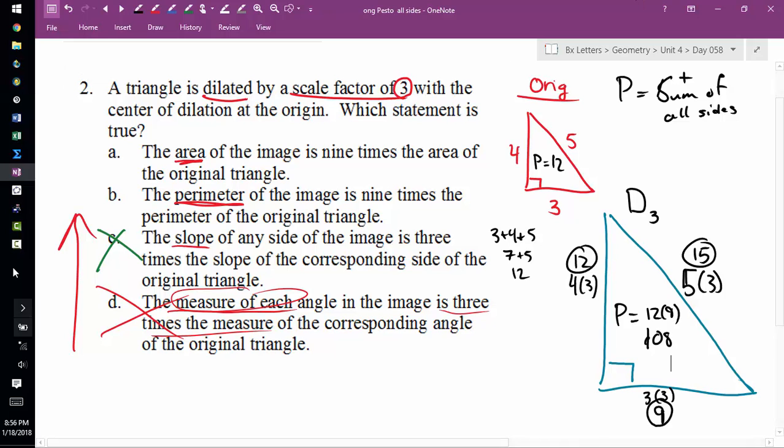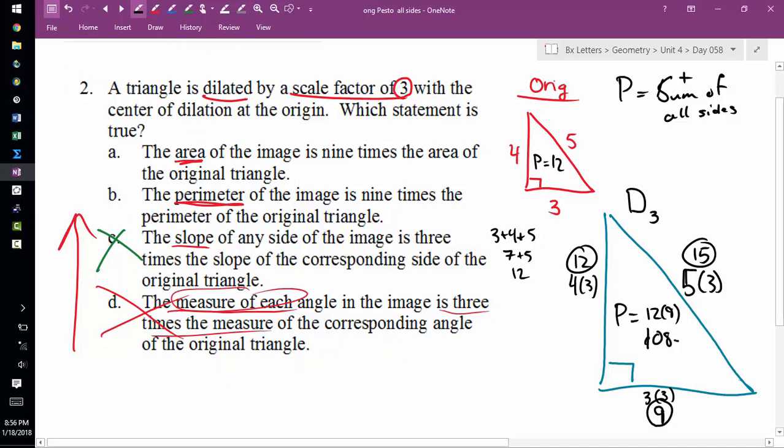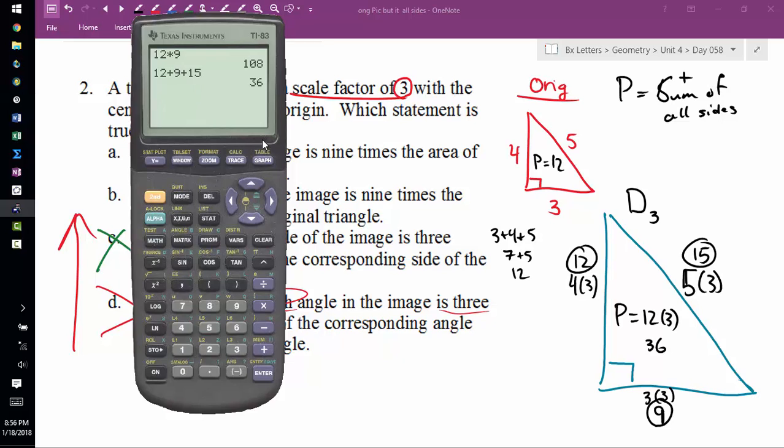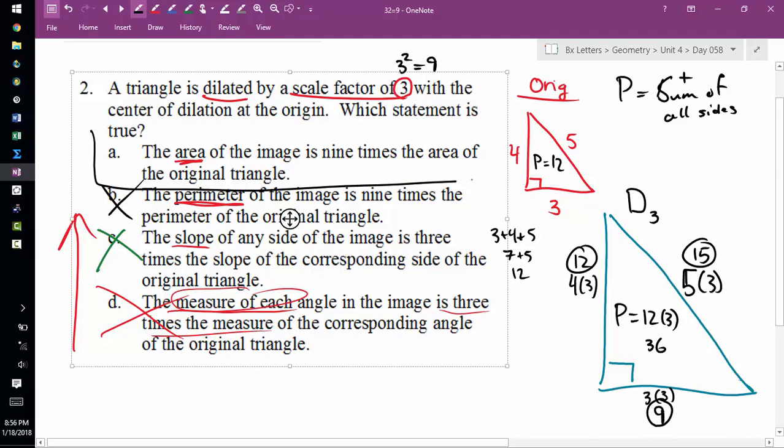And I can just test that. I can actually add all 3 of my sides. I can do 12 plus 9 plus 15. And you can see that's not true. 108 does not equal 36. All right, the perimeter does not grow by a factor of 9. It actually grows by a scale factor of 3. If we were to take our original perimeter of 12 and multiply it by 3, we're going to get 36, which is exactly what we get when we add up all those dilated sides. And so it's not B. It doesn't grow by the scale factor squared. It didn't grow by 3 squared, which is where they're getting that 9 from. And that only leaves one answer, answer choice A.